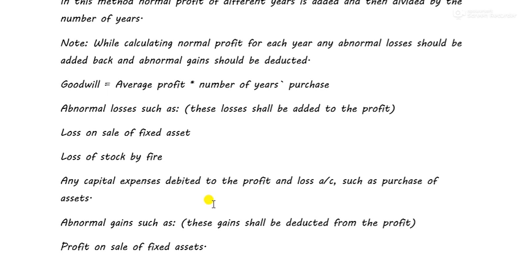Second, abnormal gains shall be deducted. Just as abnormal losses are added, abnormal gains shall be deducted. Now, what are abnormal gains? Abnormal gains means gains which do not happen every year, which do not happen every day. I mean to say, it is a one-time profit.